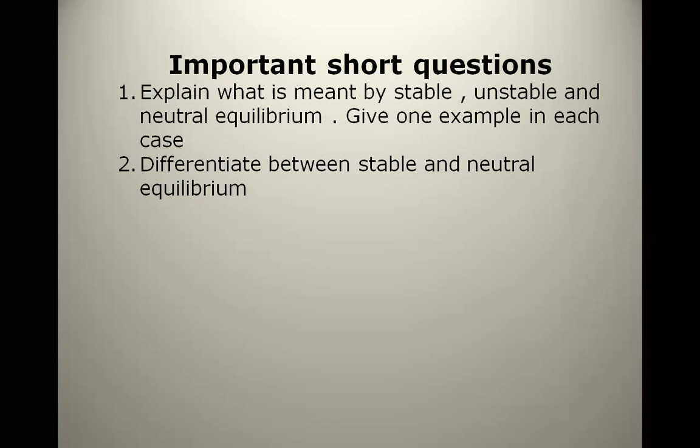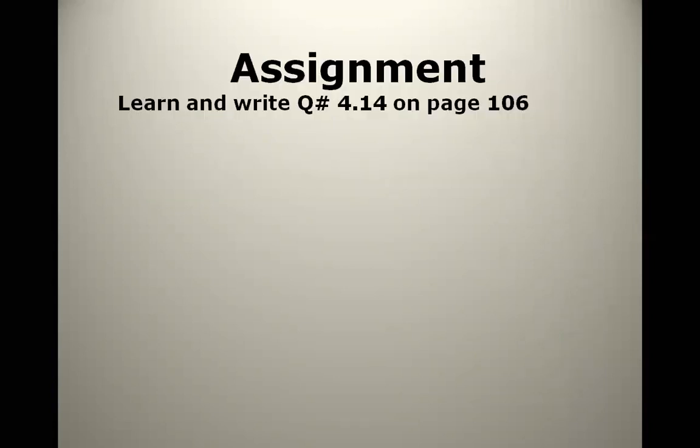Important short question: explain what is meant by stable, unstable, and neutral equilibrium. Give one example in each case. You know that I have already explained the difference between stable and neutral equilibrium. You already know about that because we have already discussed it in this lecture. And your assignment is learn and write question number 4.14 on page 106.